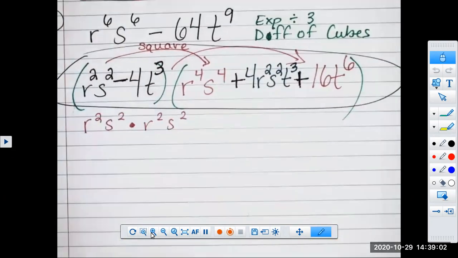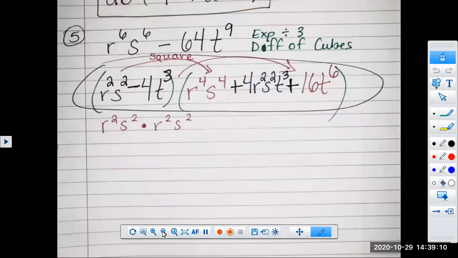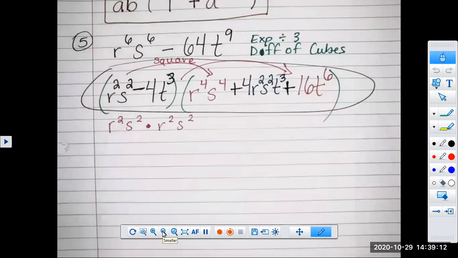Okay, how do y'all feel about sum and differences of cubes and squares? Okay, we're going to look at some trinomials. Hopefully I think this next part will probably be more familiar to you than that.